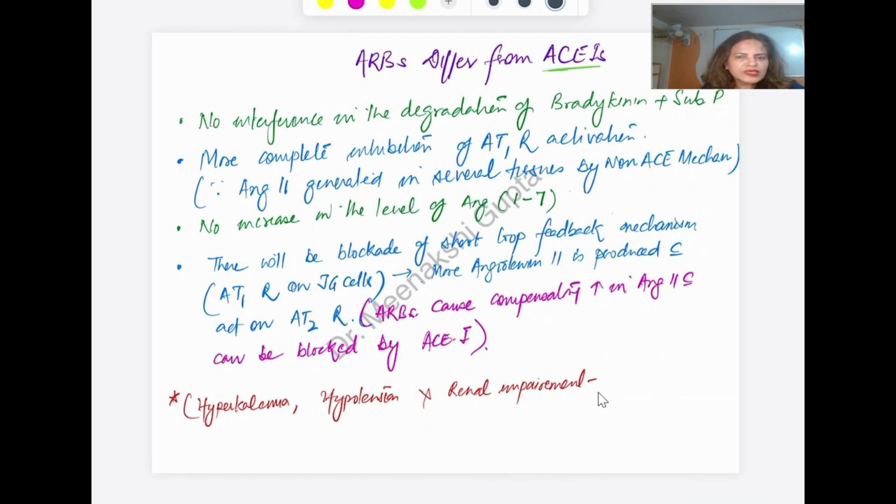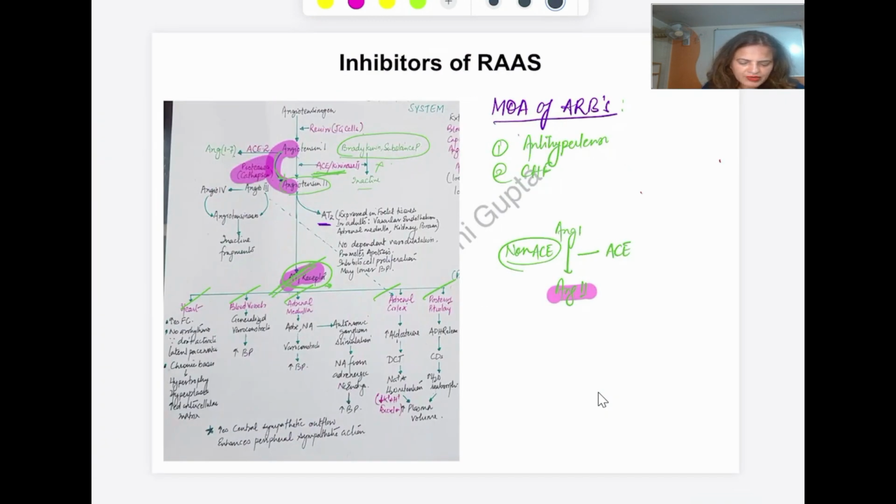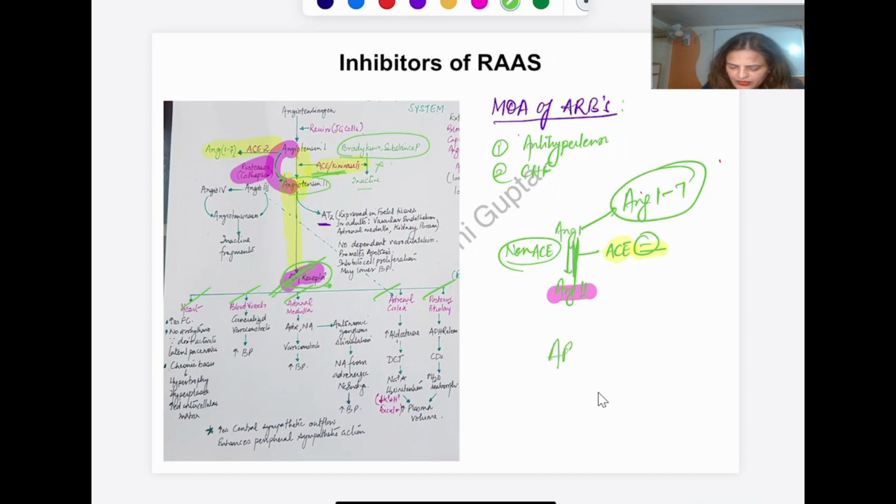Number three is there is no increase in the level of angiotensin 1. This level is not increased, because the pathway is like this. Otherwise, if we block here, if I inhibit the angiotensin converting enzyme by giving a drug, then angiotensin 1 won't be converted into angiotensin 2. So where will it go? The pathway is diverted, and it is going to form angiotensin 7. But if I give a blocker of the receptor, then this diversion won't be there.